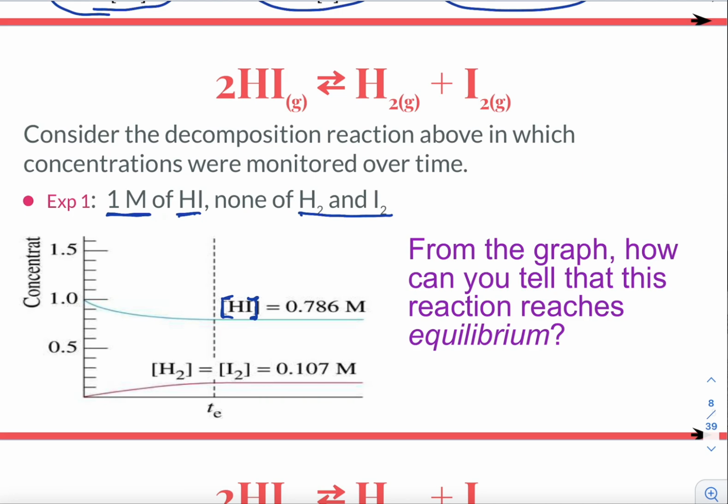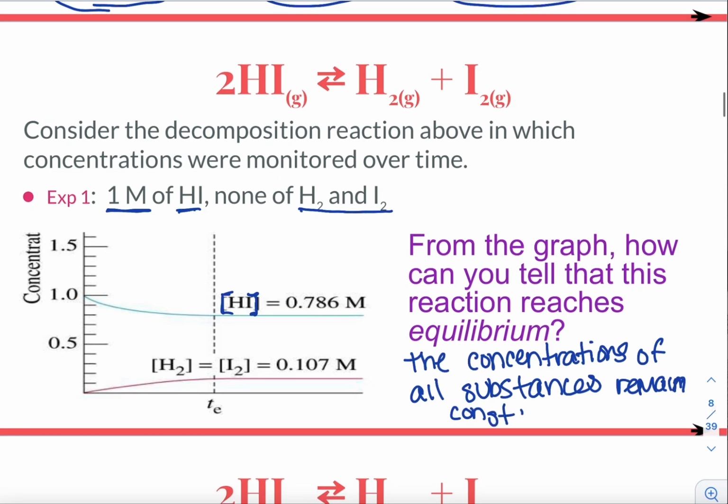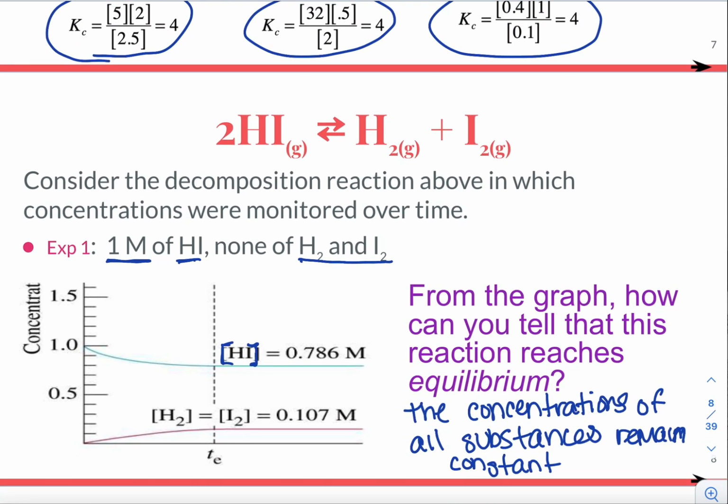So again, the answer here, how can you tell that this reaction reaches equilibrium? The concentrations of all substances remain constant. So that's what you would be looking for on a graph to see when equilibrium is reached.